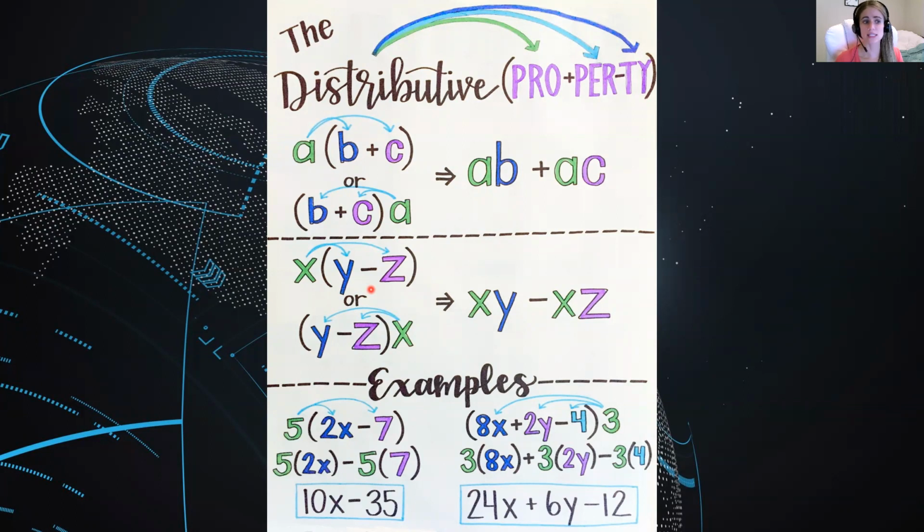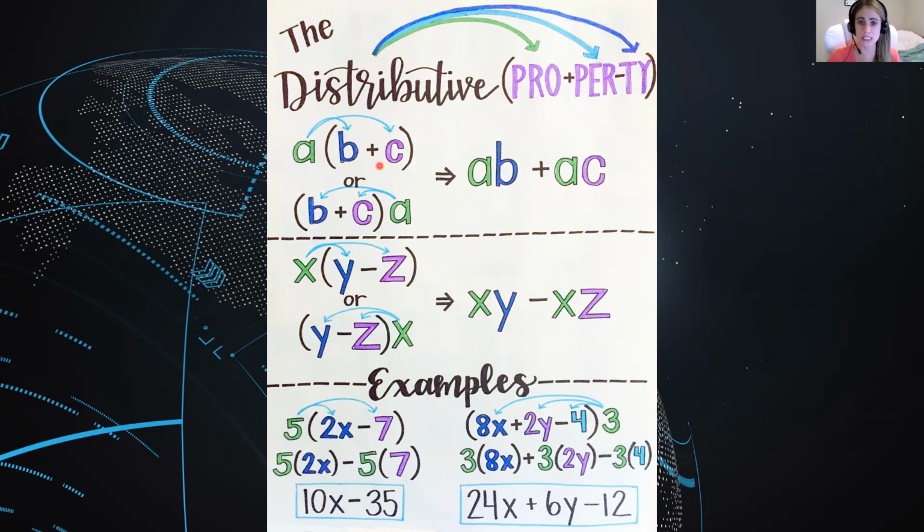And the time and place that we use the distributive property is when what's inside the parentheses are not like terms. Therefore, I can't combine them by adding or subtracting. So the distributive property allows us to simplify and clear those parentheses.